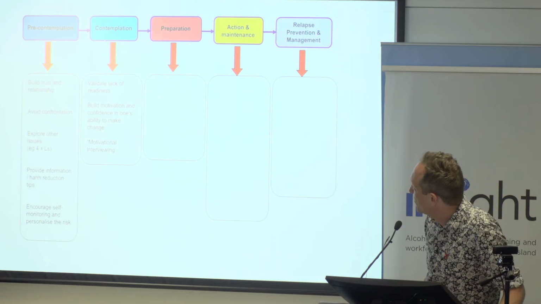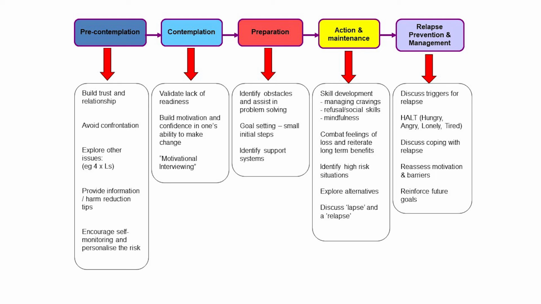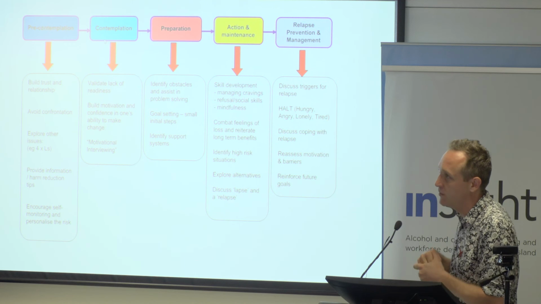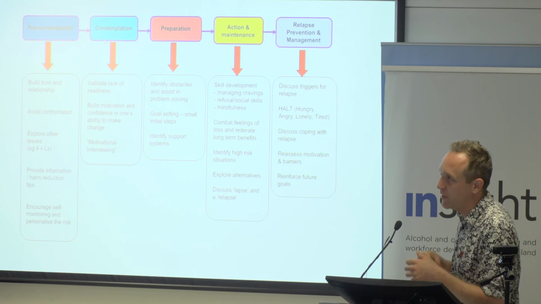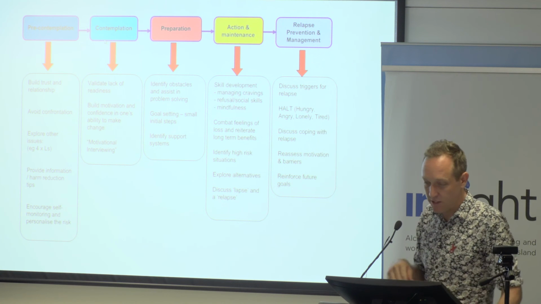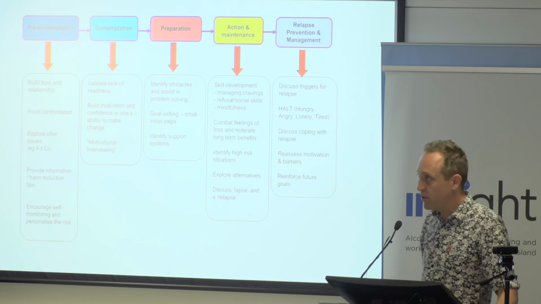So yeah, I won't go through these, but there's a whole bunch. These are in the slides about what you would do if someone is in a preparation, action, maintenance, or kind of a relapse prevention or management stage. I've run out of time to look at those, but I think they're pretty standard to what a lot of you would do in practice anyway, around goal settings, finding supports, getting skills around refusal skills, mindfulness, exploring alternatives, and then relapse prevention, and discussing coping strategies and reassessing that initial motivation.